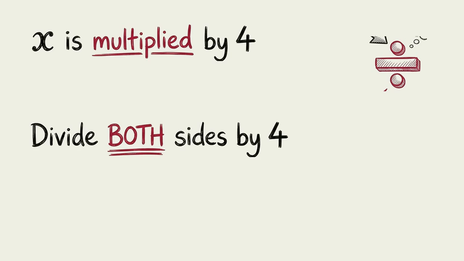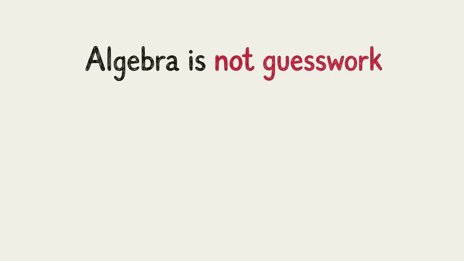So we divide both sides by 4. 4x divided by 4 becomes x. 20 divided by 4 becomes 5. So x equals 5. But algebra is not guesswork.